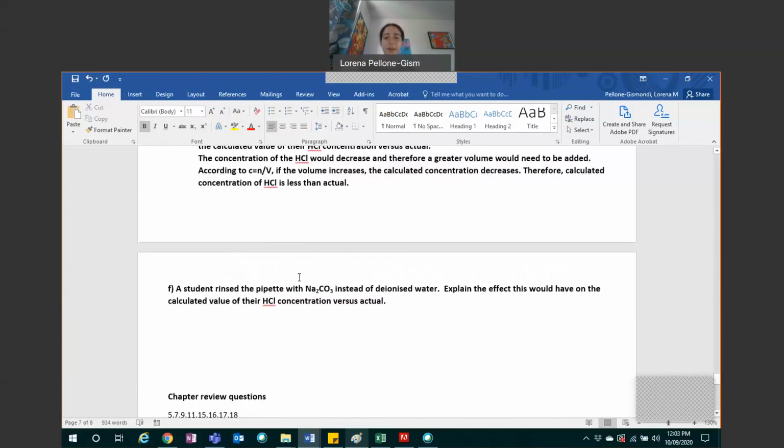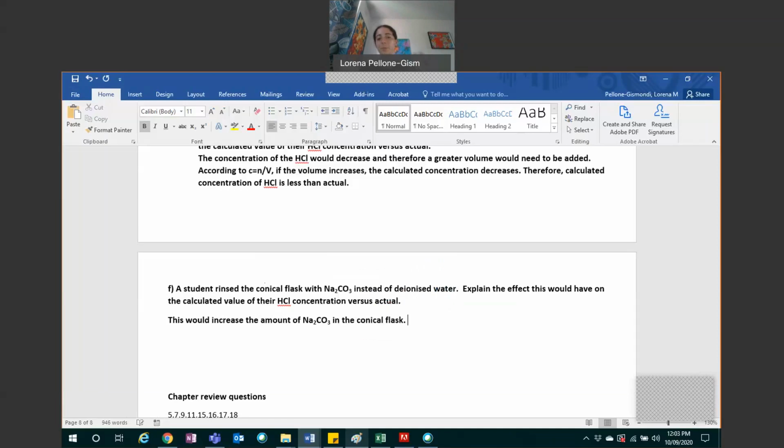A student rinsed the pipette with sodium carbonate instead of deionized water. Explain the effect. This is actually a bit of a rigged question because you're supposed to rinse the pipette with the sodium carbonate. So I'll actually just change it. Rinsed the conical flask with sodium carbonate instead of deionized water. So this would increase the amount of sodium carbonate in the conical flask.